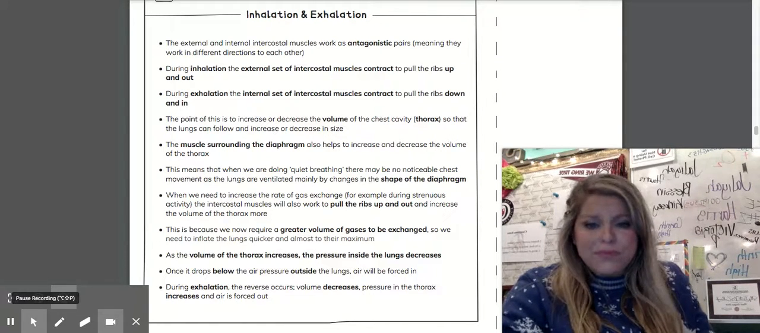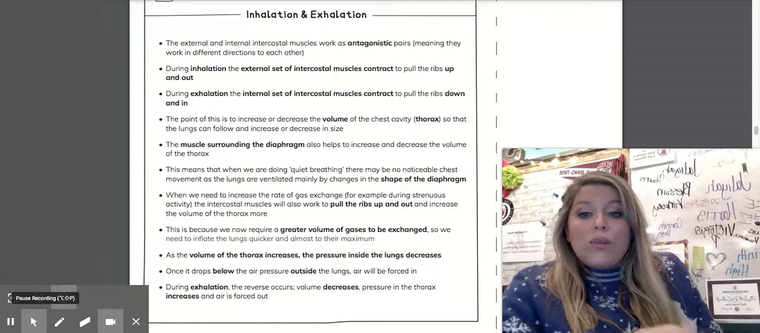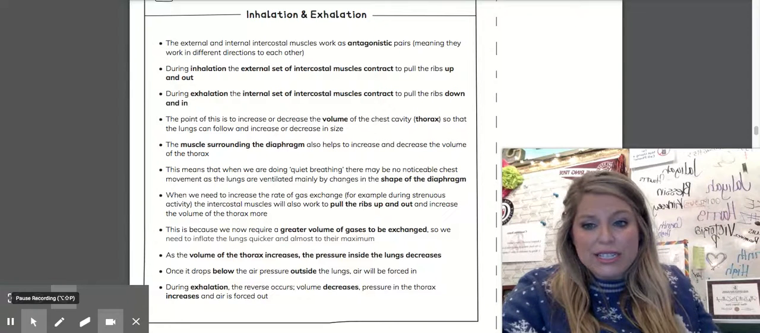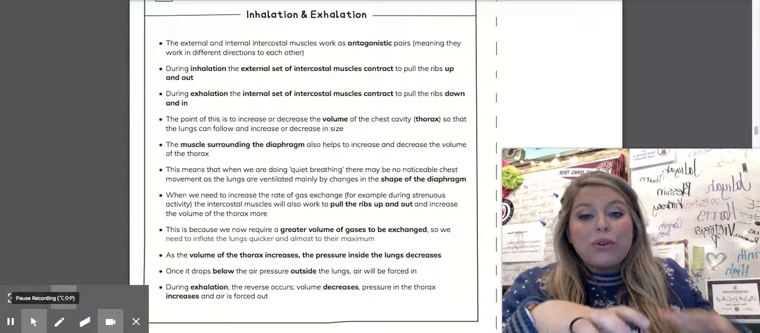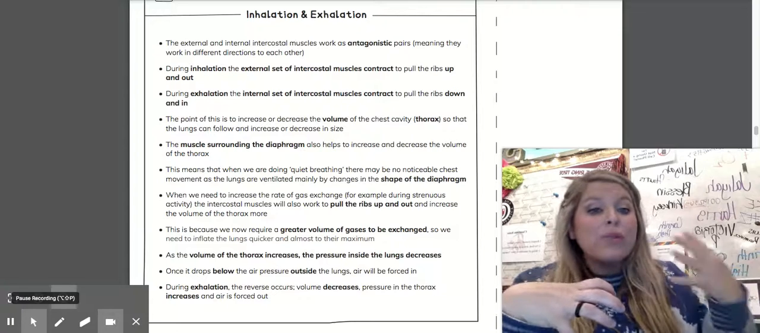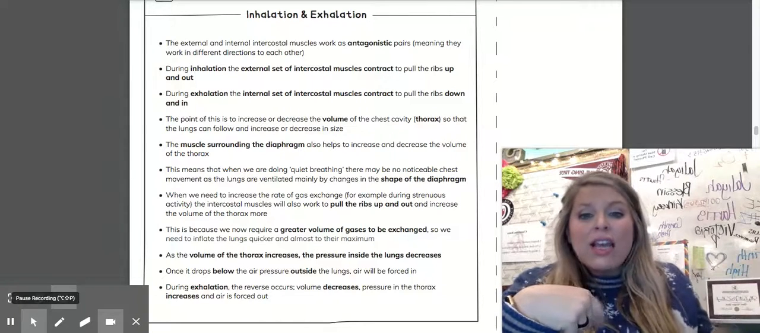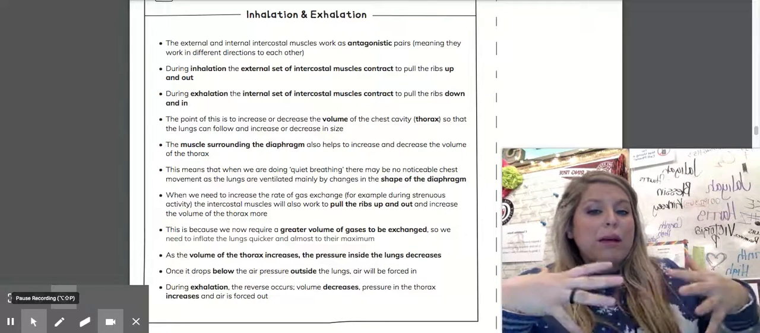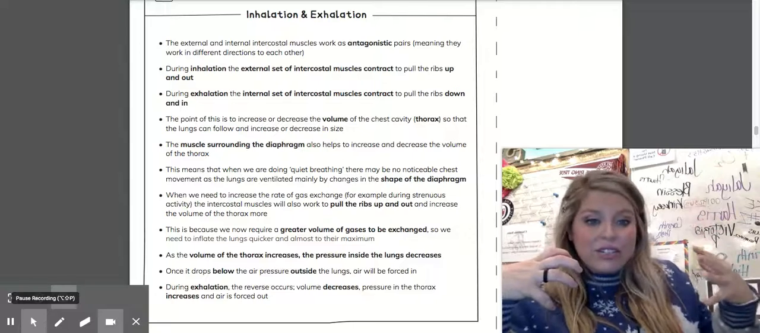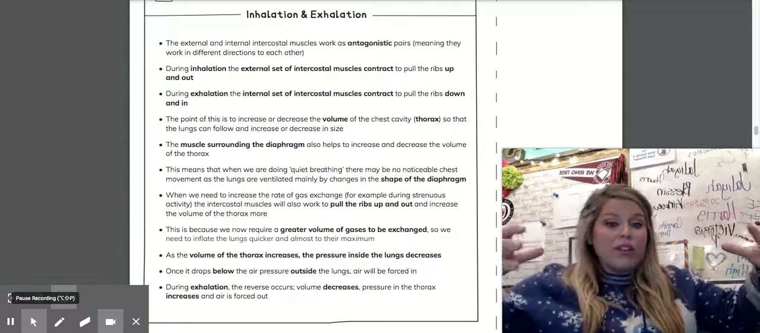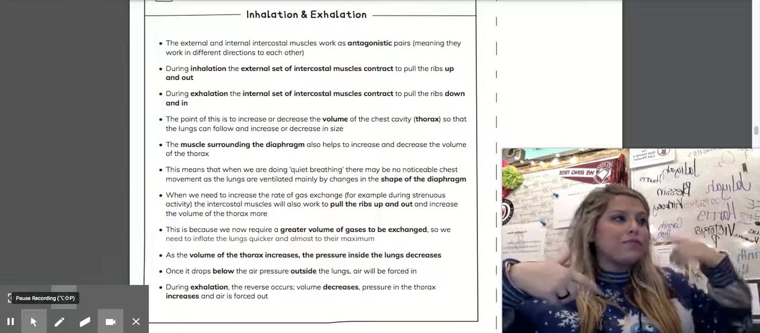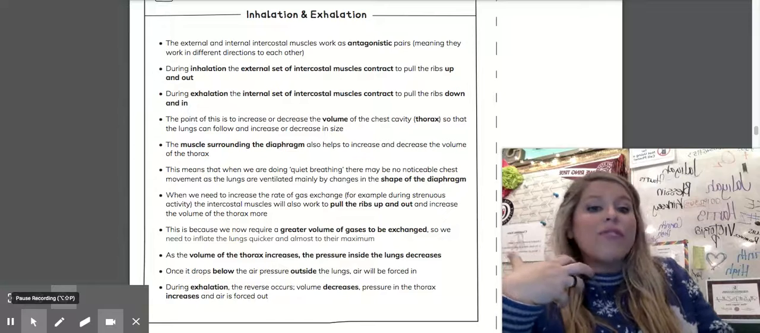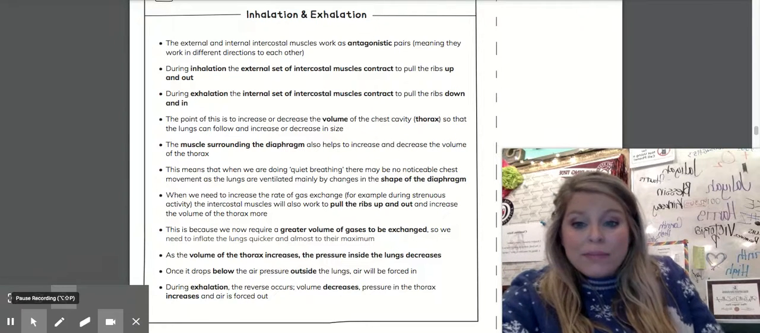Now, when we look at the volume increases and decreases, we require a greater amount of air when we're doing vigorous exercise. So this is where your intercostal muscles can also work to pull the ribs up and out more, the heavier the exercise may be for you, to allow more of a volume of oxygen to be inhaled to make up for any kind of oxygen debt that you may have gotten in your body from vigorous exercise. So just be aware of that.